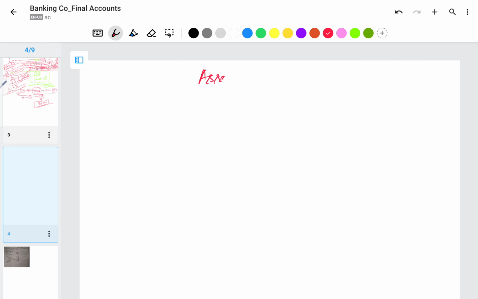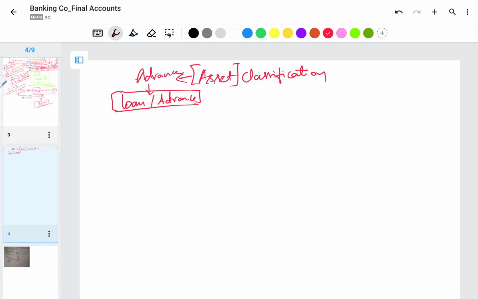Asset classification. Here, while application of funds, your assets are nothing but advances, which are nothing but loans and advances. Is that clear? Now, classification for the treatment of provision.